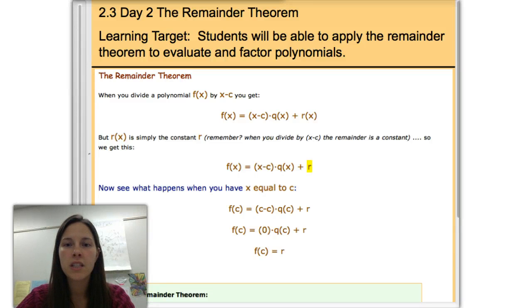So in this lesson, we're going to be taking a look at what's called the remainder theorem, and this will help us to use synthetic division to actually evaluate polynomials in what I think is a simpler and faster way.